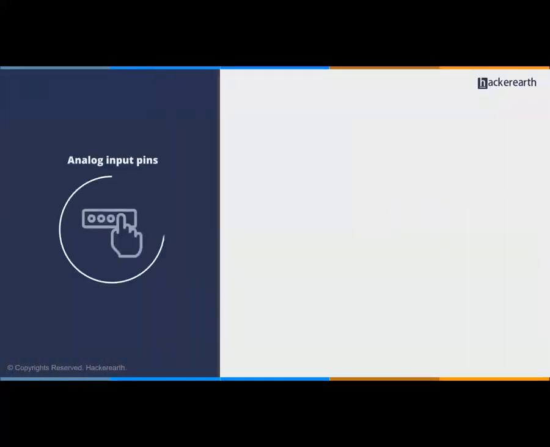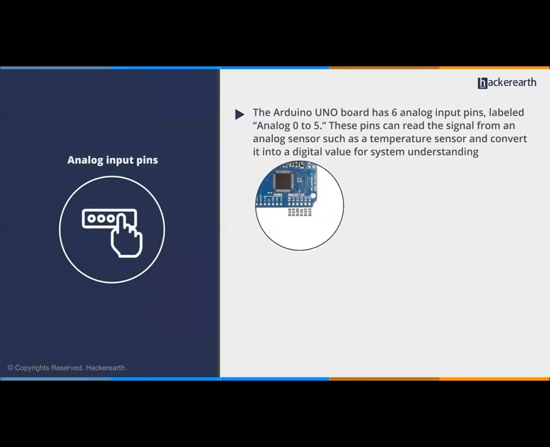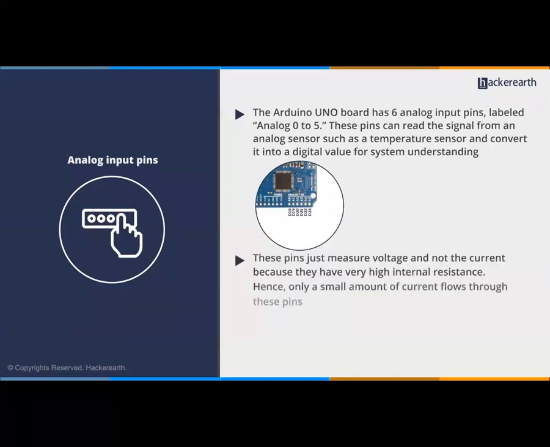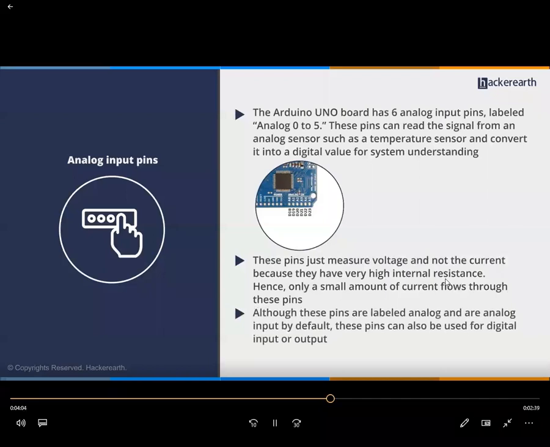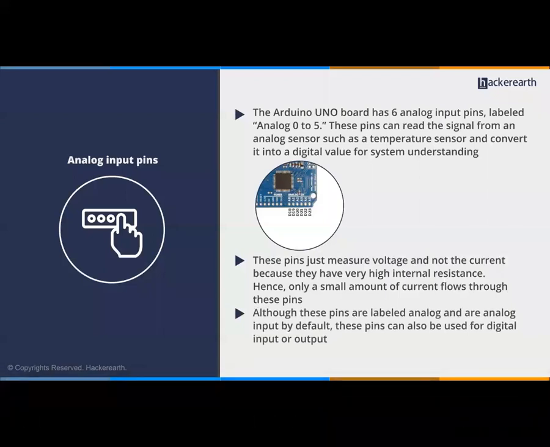Next is analog input pins. The Arduino Uno board has 6 analog input pins, labeled analog 0 to 5. These pins can read the signal from an analog sensor, such as a temperature sensor, and convert it into a digital value for system understanding. These pins just measure voltage and not the current because they have very high internal resistance. Hence, only a small amount of current flows through these pins. Although these pins are labeled analog and are analog input by default, these pins can also be used for digital input or output.